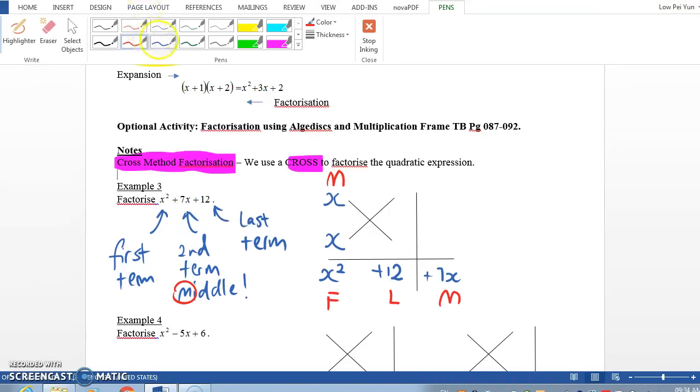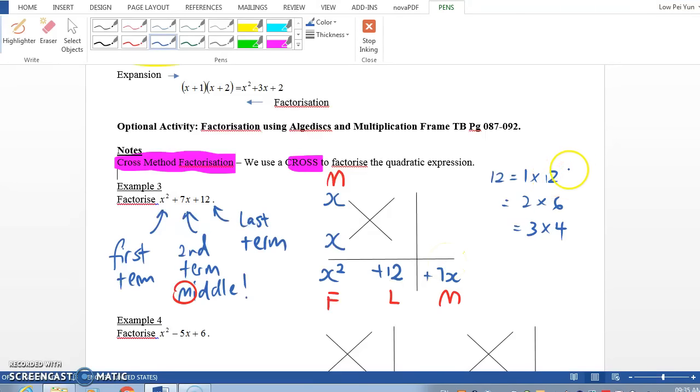Alright, so now let's take a look at the number 12. 12 has factors 1 and 12, 2 and 6, 3 and 4. So in this case, we have to look at the pair and see which pair will give us the number 7.